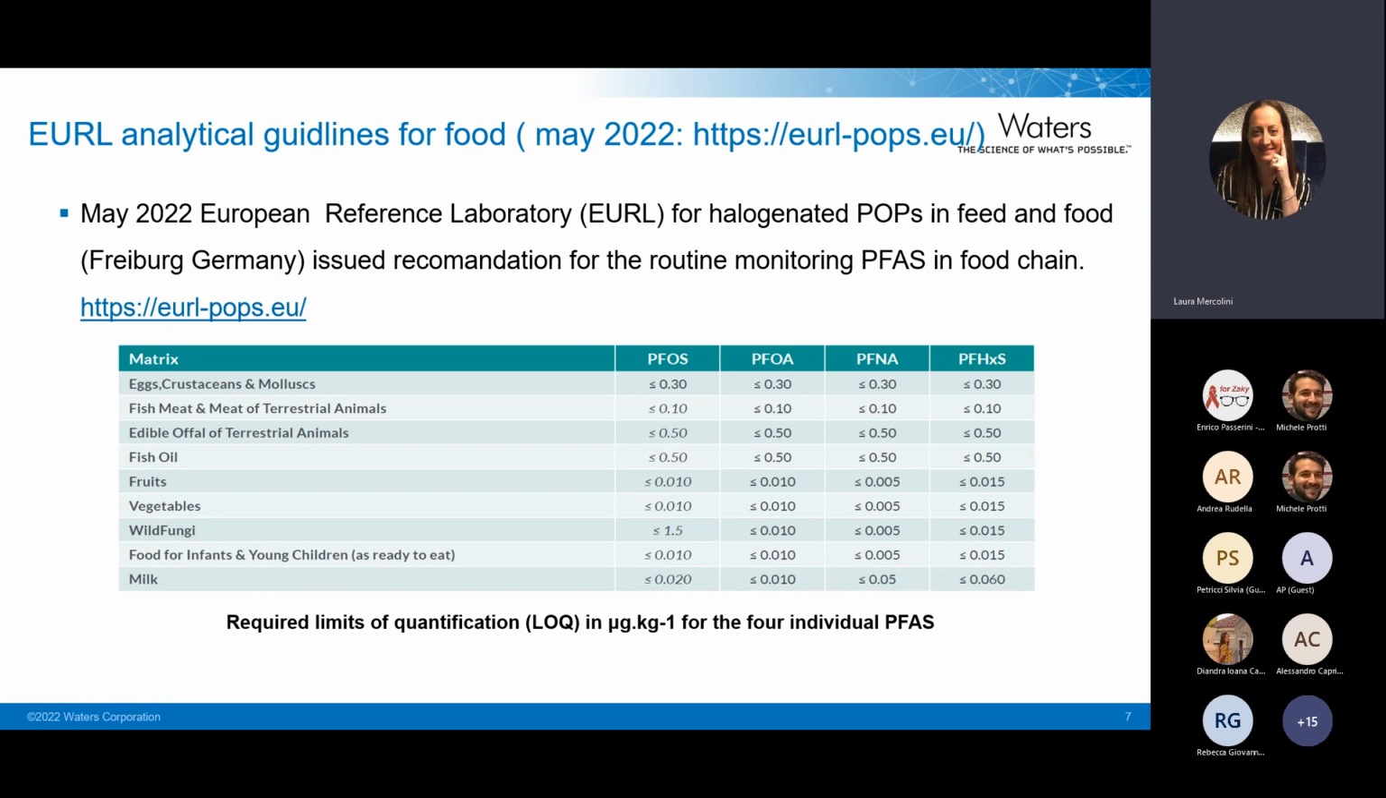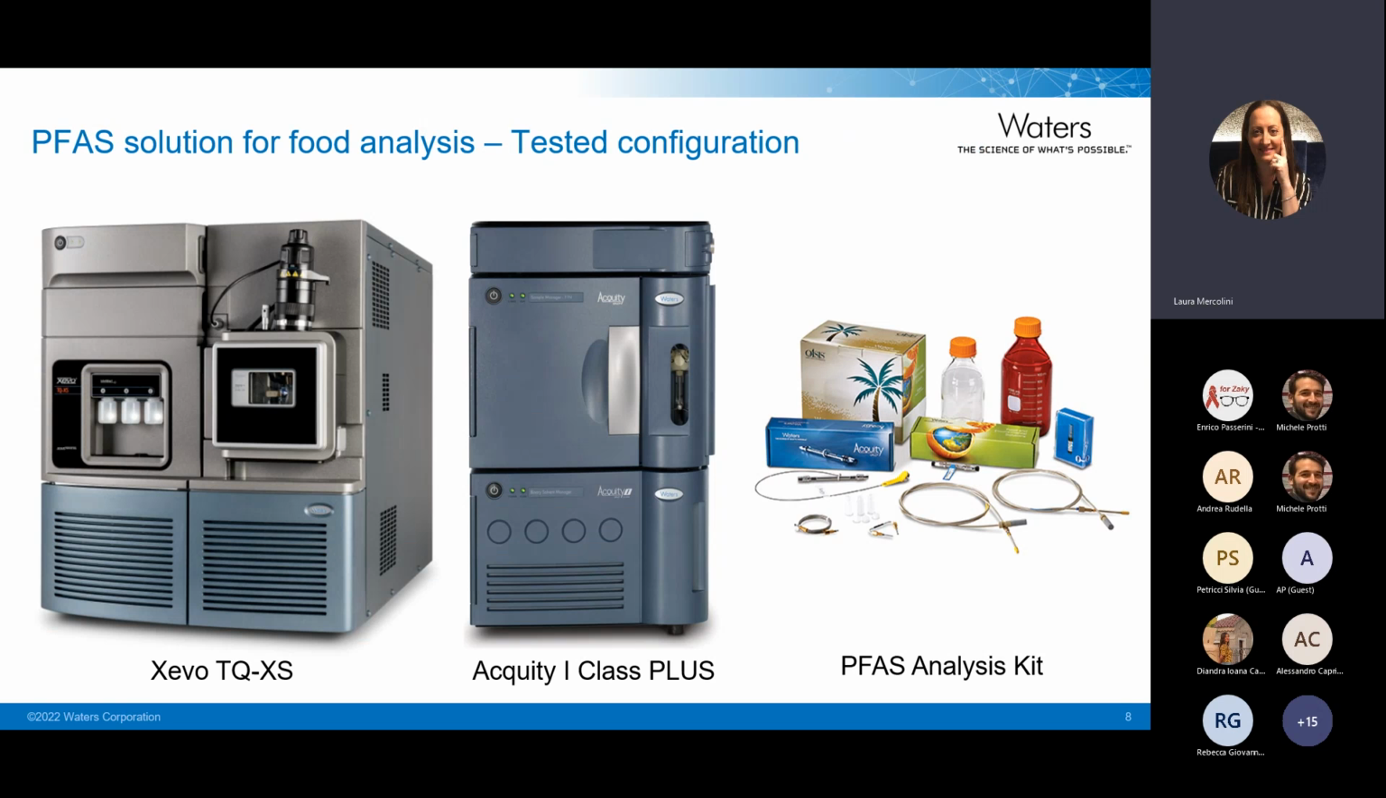Recently, just last May, the EURL, the European Reference Laboratory for Residues, published a table. You can see the link in the slide. They suggest some determination limits for the most common PFAS, like PFOS, PFOA, PFNA, and PFHxS. As you can see in the slide, the limits of quantification are very, very low, considering the complexity of the matrices and the difficulty of determining this kind of compound in these samples.